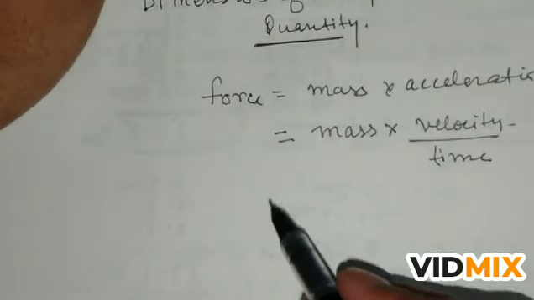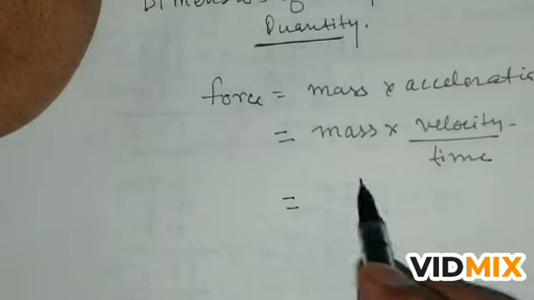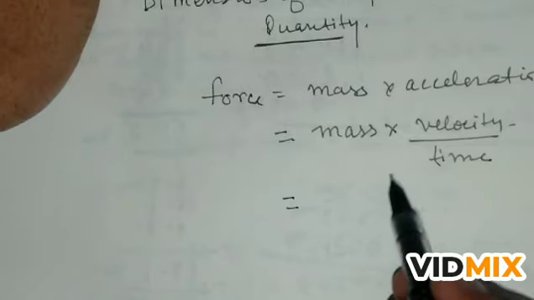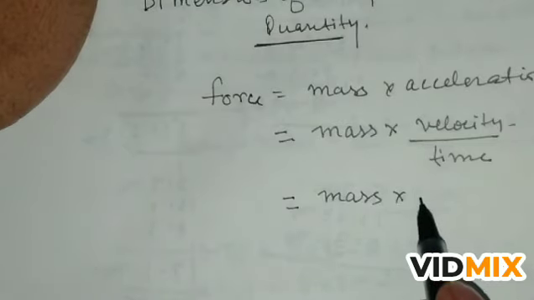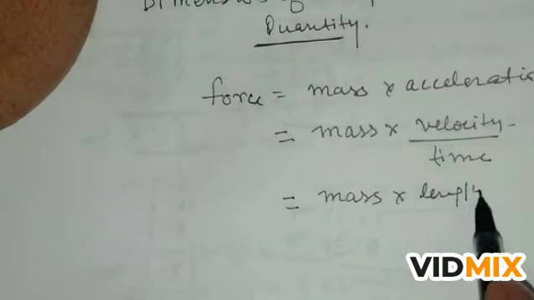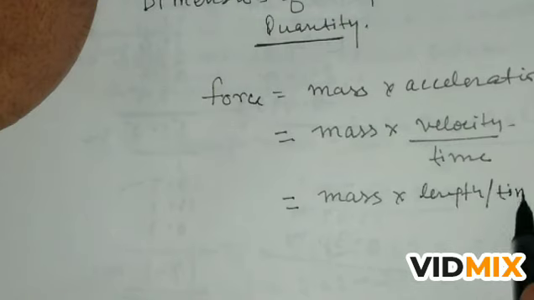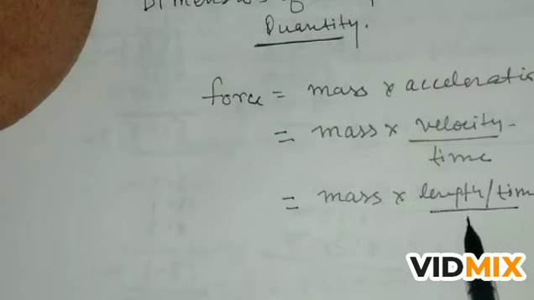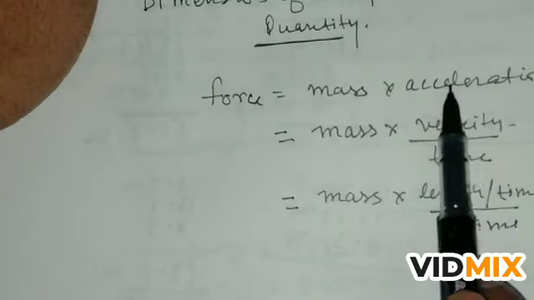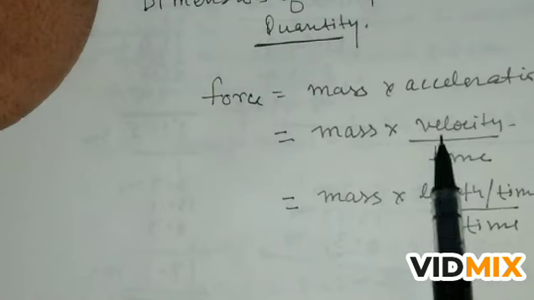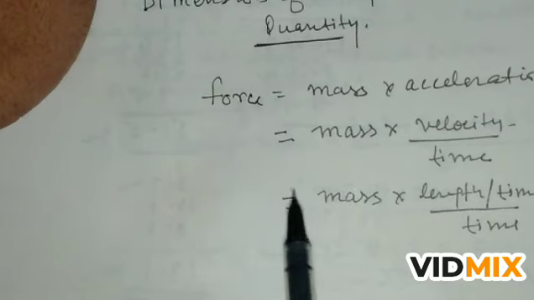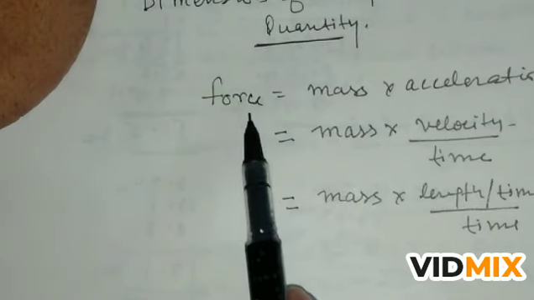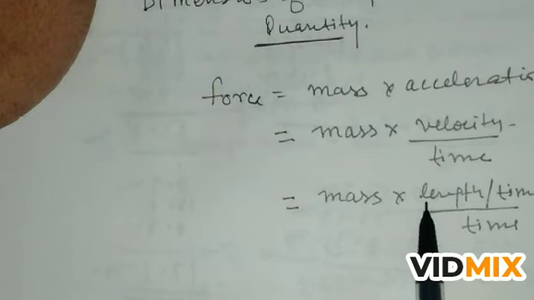Now we can write this mass. What is velocity? Velocity we can write as length per unit time, means distance upon time or displacement upon time, and upon time. In the place of acceleration I had written velocity upon time. In the place of velocity I had written length per unit time, and this is time. Means I had converted force into mass, length and time.